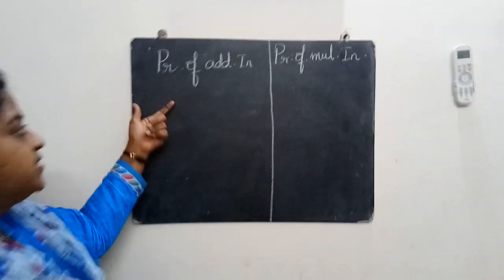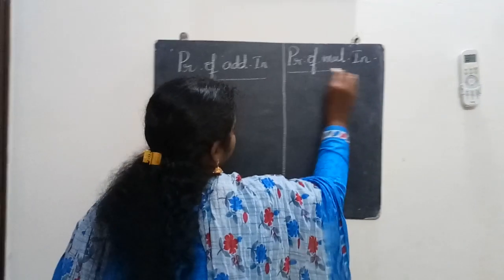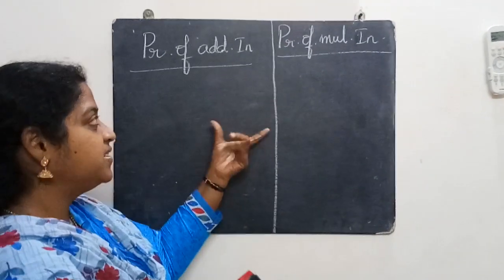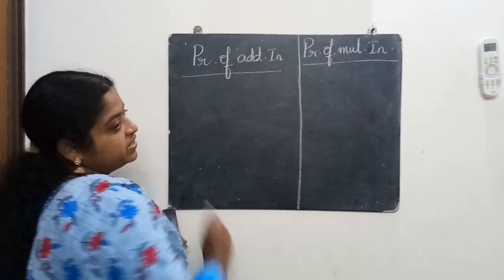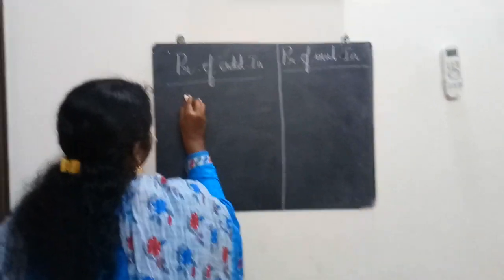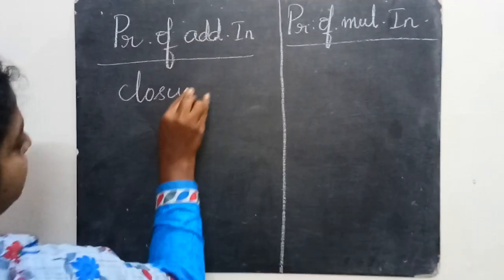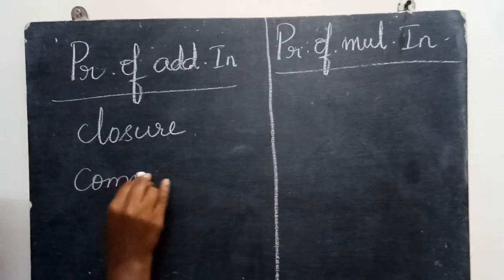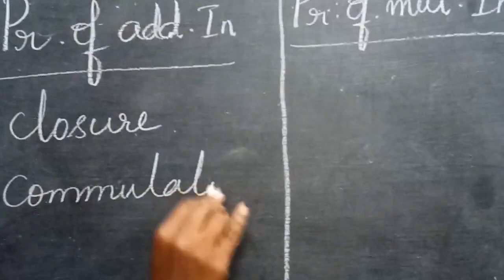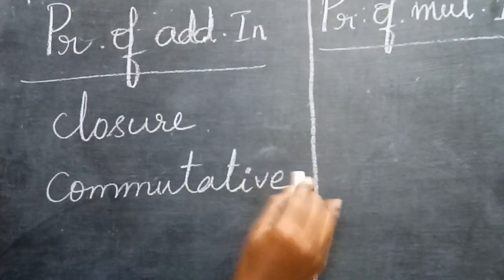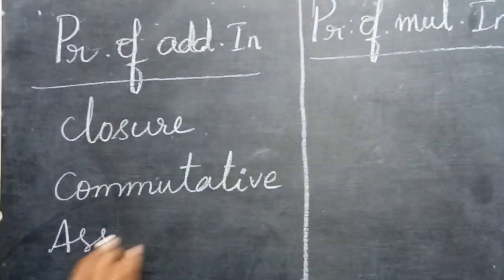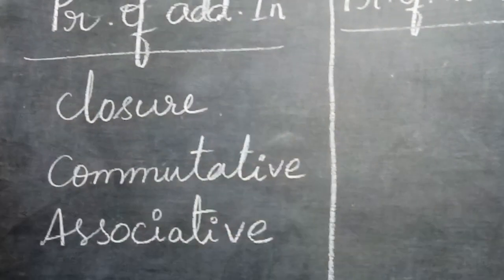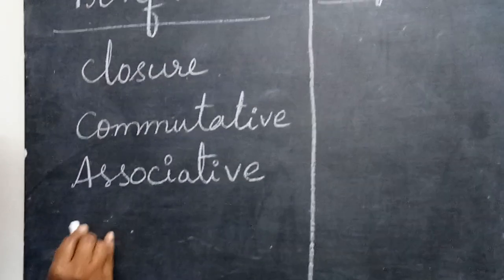So, properties of addition of integers, properties of multiplication of integers. Just shortcut I have written because the board is small, so that is the reason. Okay, properties of addition of integers. So we have closure property. Next, commutative. Associative. Next, additive identity.